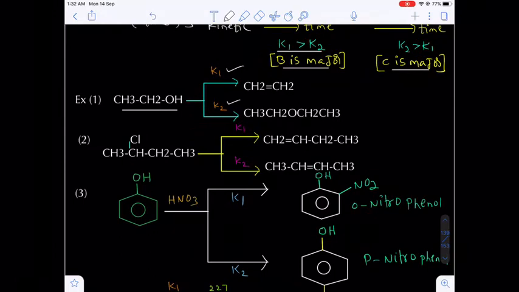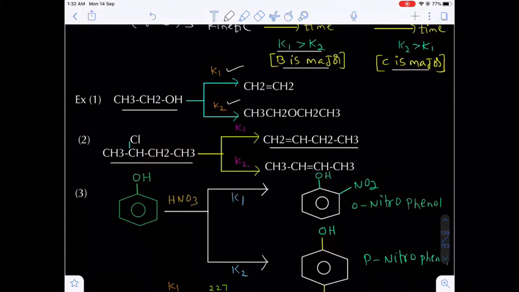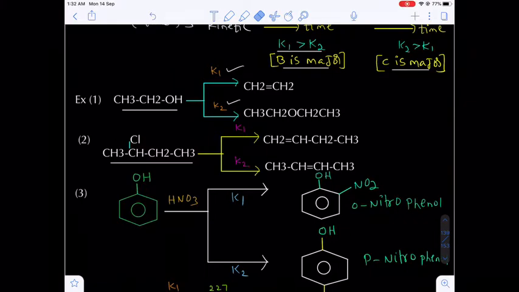Now one more example, we have 2-chlorobutane. Here the dehydrohalogenation, that is the elimination reaction. In this elimination reaction, in one path you will get one alkene, that is 1-butene. In the second path you will get one more alkene, that is 2-butene. These two different pathways depend upon the base which we are using for the elimination. Now the two pathways have rate constants K1 and K2. Are you getting my point?